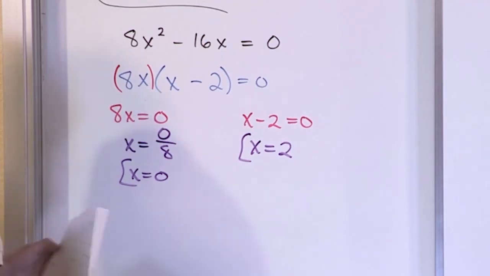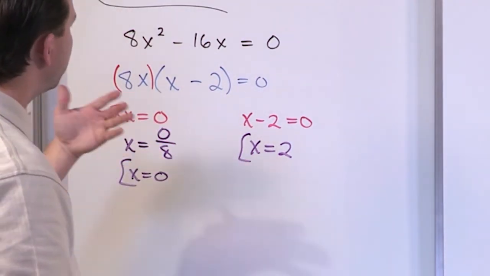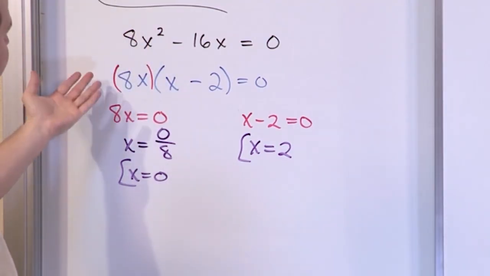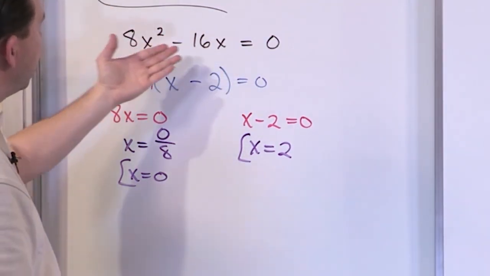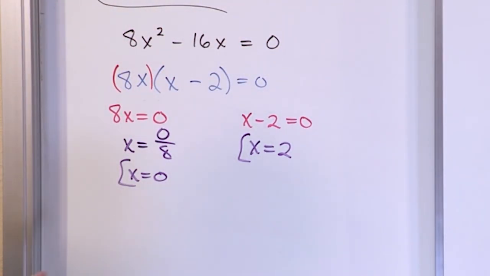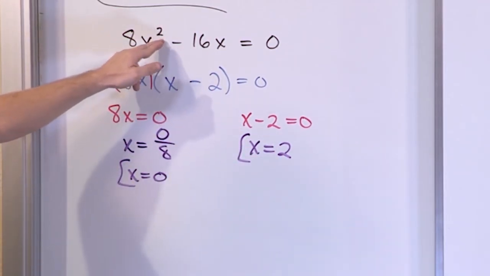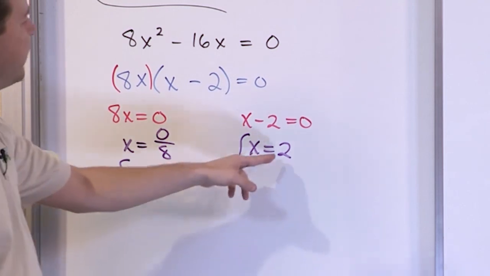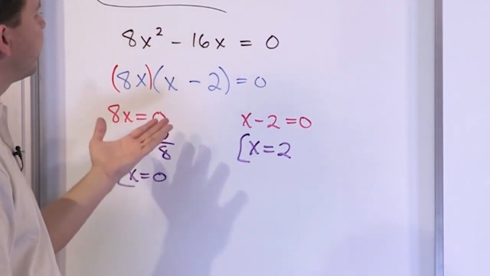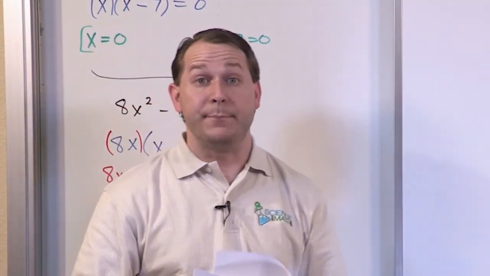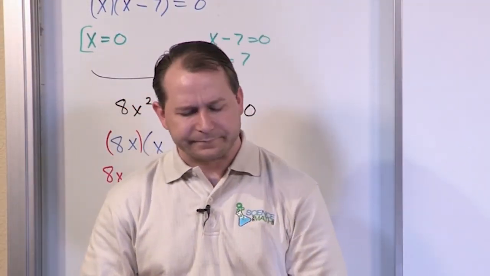So again, I get two answers. One of them 0, one of them's 2. If you want to check your work, stick a 0 in here. 8 times 0 gives you 0. 16 times 0 gives you 0, so it satisfies that it's equal to 0. If you take 2 and put it in here, 2 squared is 4. 8 times 4 is 32. But if you put 2 over here, 16 times 2 is also 32. So you have 32 minus 32, which gives you 0. So you get both solutions.